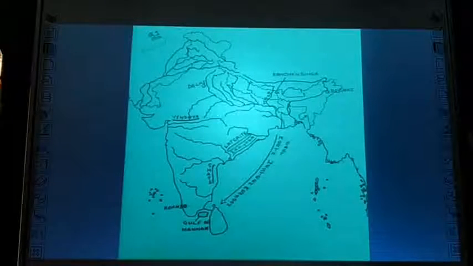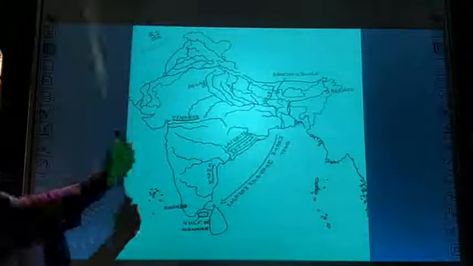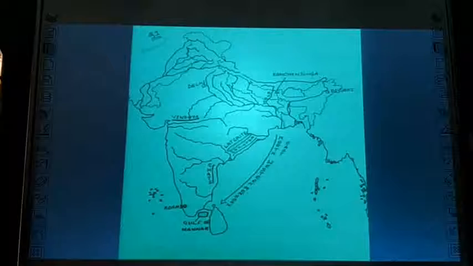Next, mark and name the Kosi river. Okay, Kosi river is here. It is a trans-boundary river which flows through Tibet, Nepal and India.